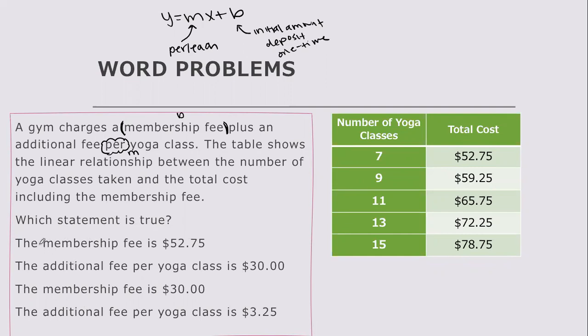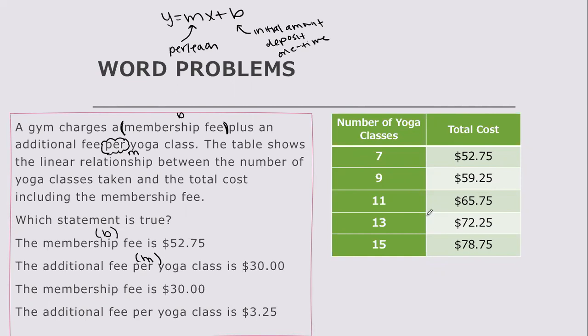Let's read the statements real quick. The membership fee is $52.75. This is asking for the y-intercept. The additional fee per yoga class. This is talking about the slope. So what we need to do is find the slope and y-intercept of this table. I want you to go ahead and do that without me.